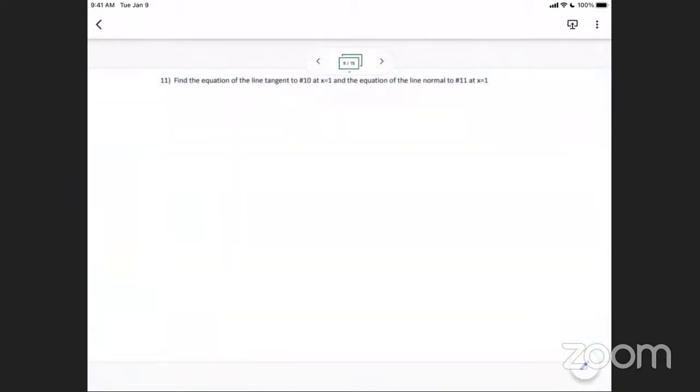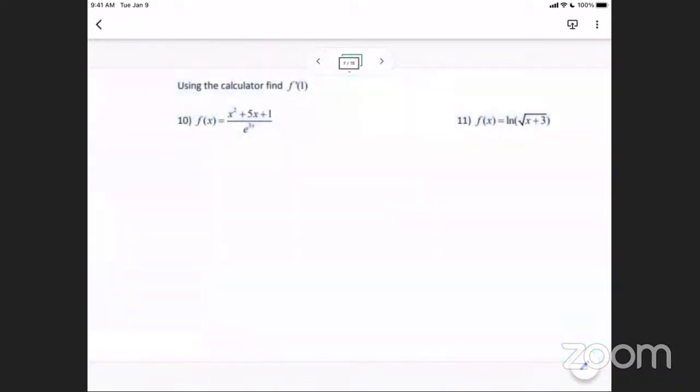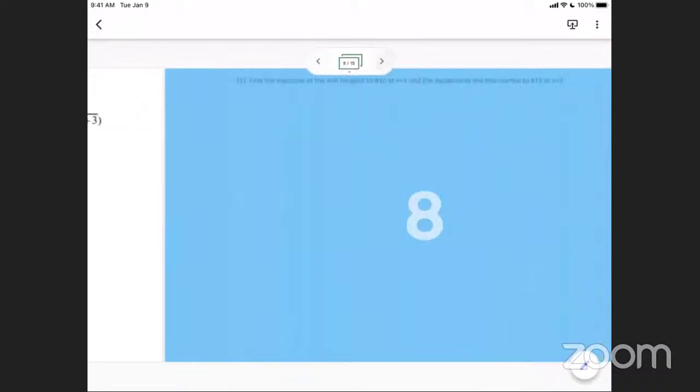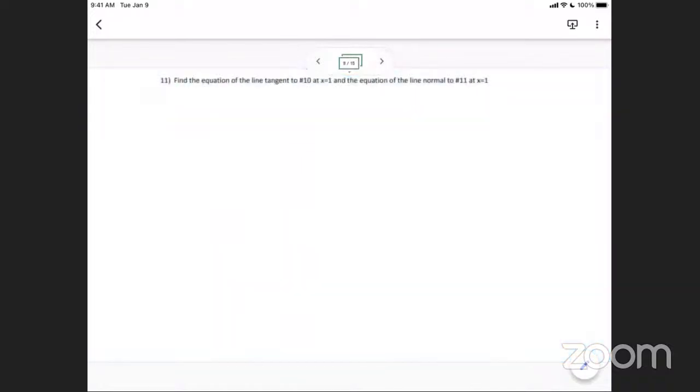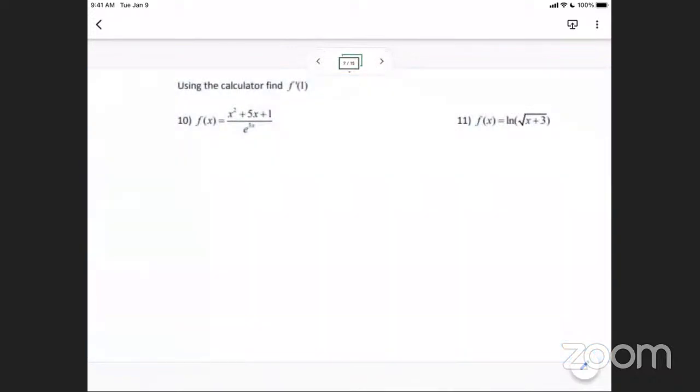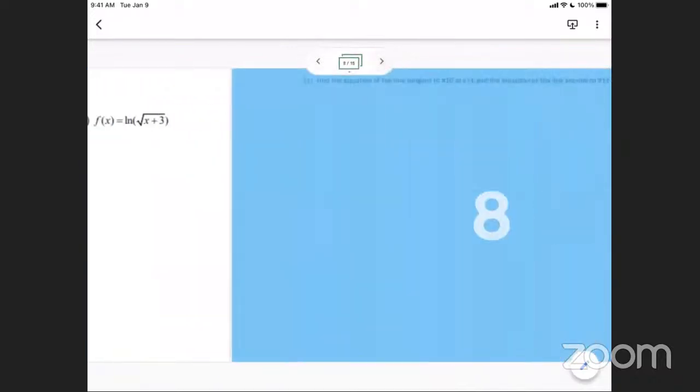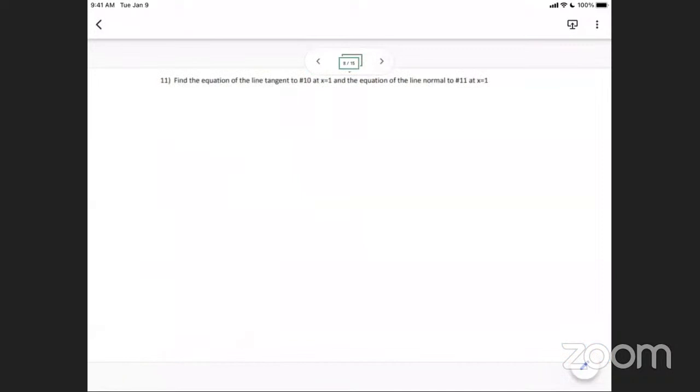Yeah, that's good. Find the equation of the line tangent to number 10 at x equals 1 and the equation of the line normal to 11. So was this 10 and 11? No, it's okay. I got it. So basically what you're doing is once you find these things, number 10, you're finding the derivative at 1. So for number 10, you already found the derivative at 1.